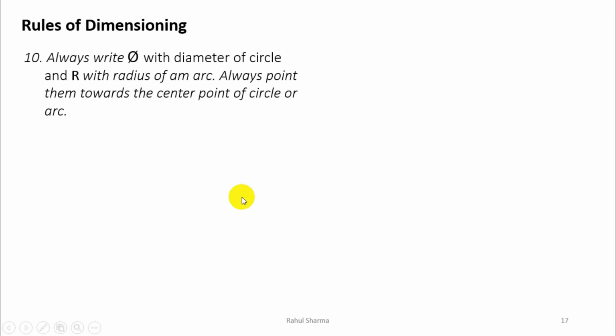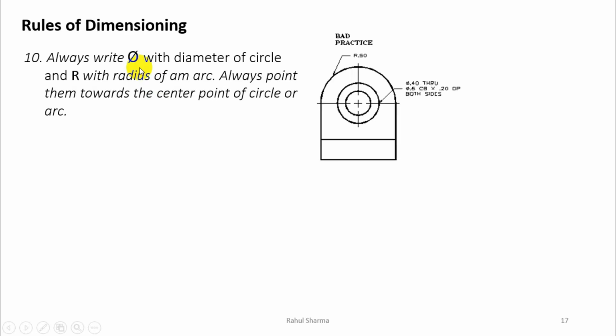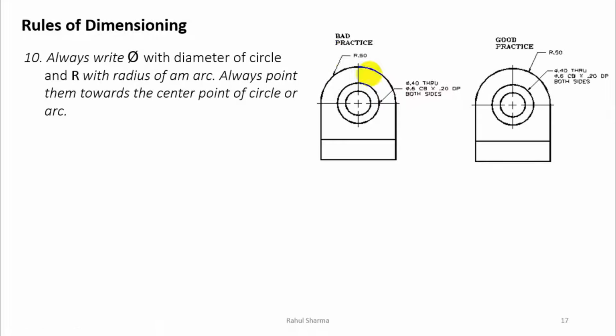The next rule is that we have to write the symbol phi for representing the diameter of a circle, and we have to write R for the radius. Whenever we give a dimension to a circle or arc, the leader line should point at the circle, but towards the midpoint of the circle or arc. Like this, you can see it is very clearly shown.